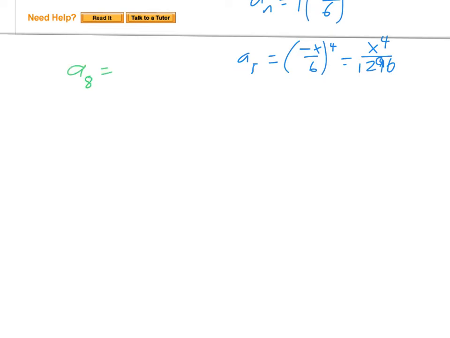So then for a sub 8, that's going to be negative x over 6 to the power of 7, because it's an n minus 1 power. So since this is an odd power, that's going to stay negative x, but now it's going to be to the power of 7. And then in the calculator, I would do 6 to the 7th power, which is 279936. So that would just go right there.